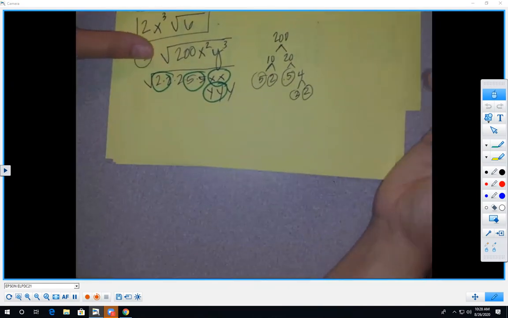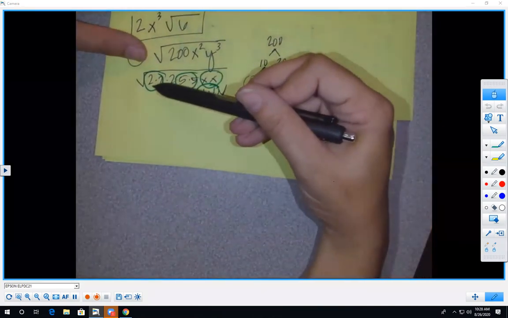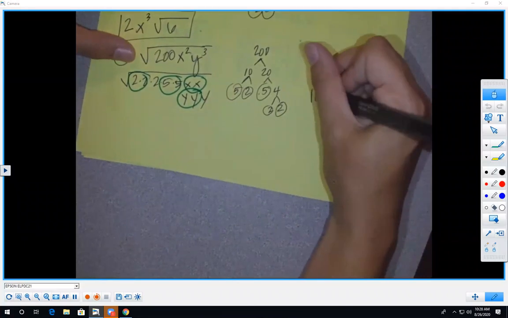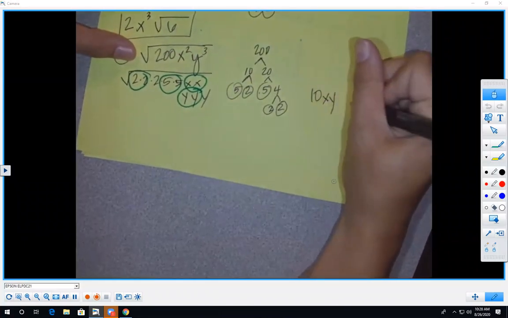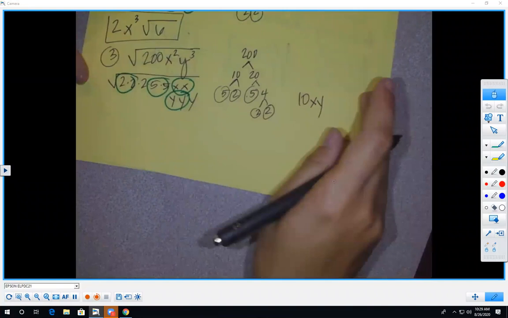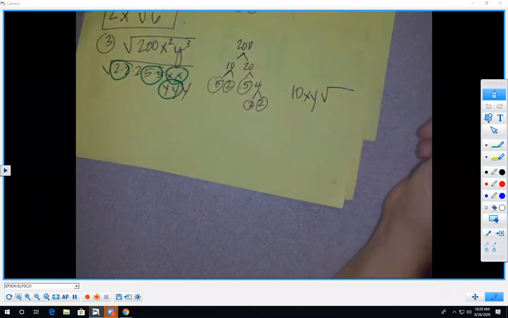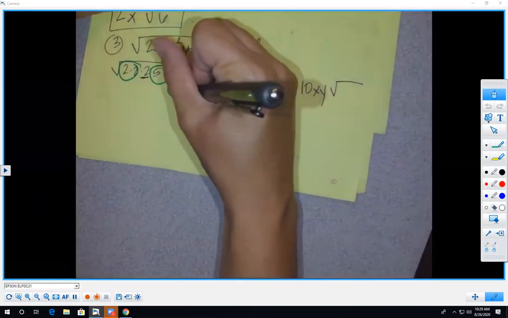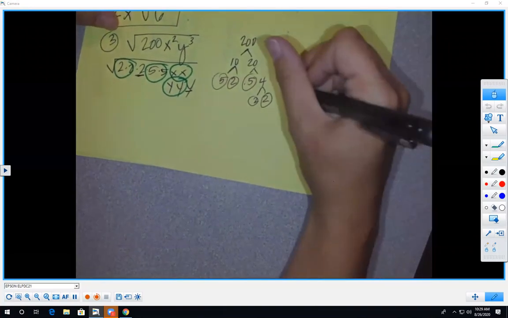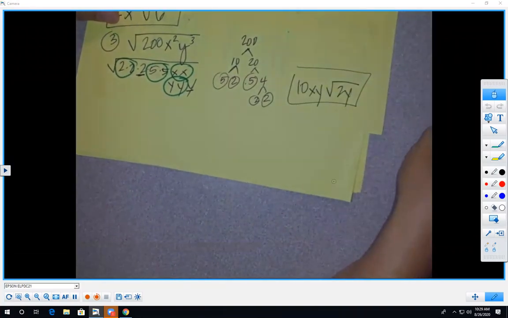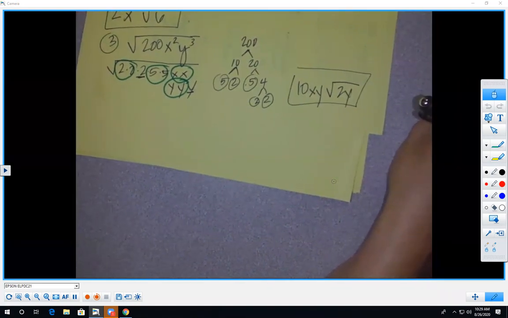So what's going to be on the outside here? Yeah, 2 times 5 is 10, and then xy. And then what's left over on the inside? Just a 2 and a y. So 2y. Questions about that?